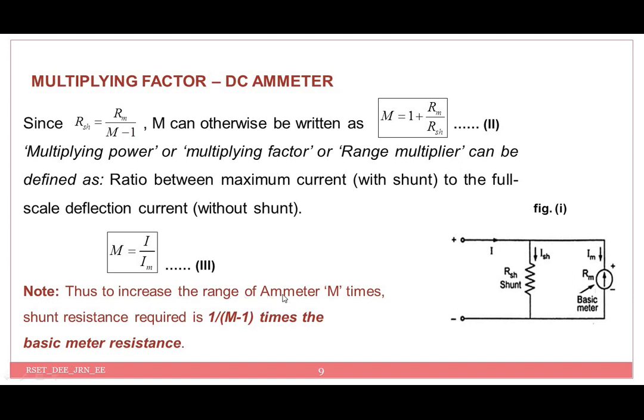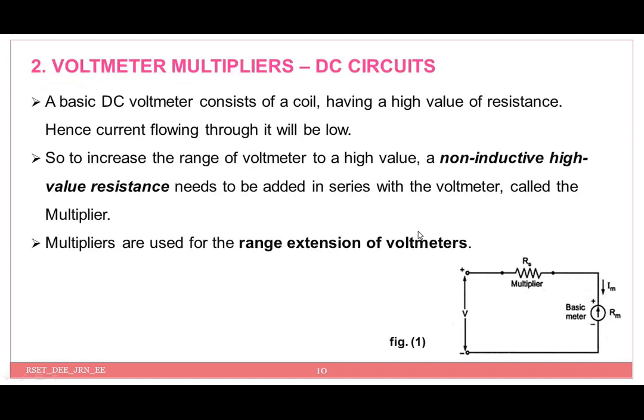Thus, to increase the range of the ammeter m times, the shunt resistance required is, look at this expression, 1 by (m minus 1) times the basic meter resistance. So this has been got from this one. Equation number 1. Now we'll see with regard to the voltmeter.